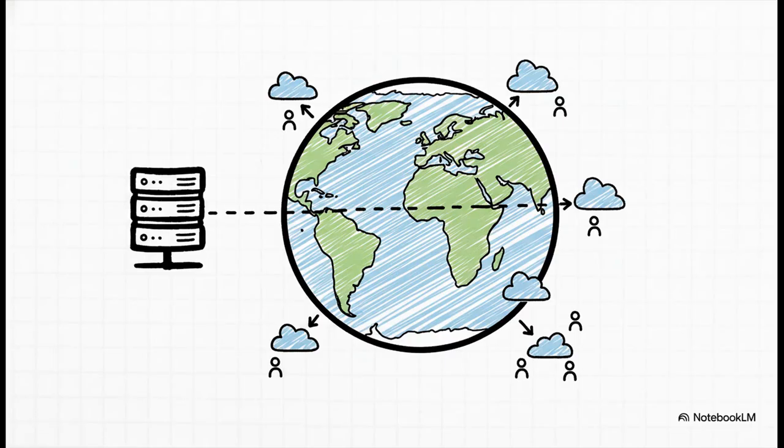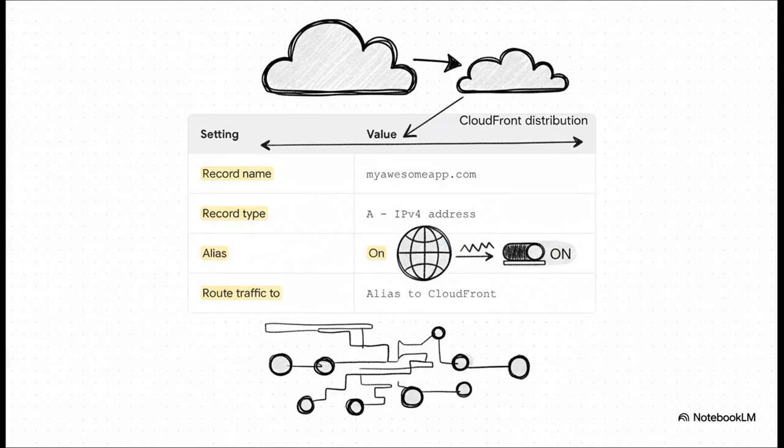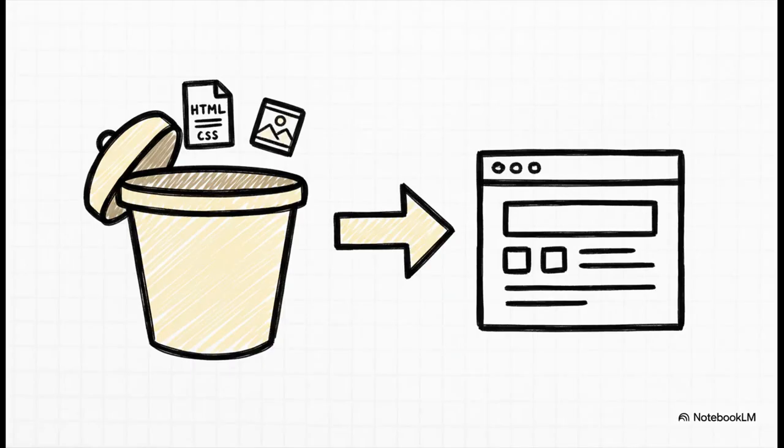Okay, next pattern. Let's say you're using CloudFront as a content delivery network, a CDN, to get your content out to users all over the world really fast. See the pattern? It's almost exactly the same. This time we're doing it for the root domain myawesomeapp.com. We toggle alias on, and the only thing that's different is the target. We choose alias to CloudFront distribution and select our distribution. Again, incredibly easy.